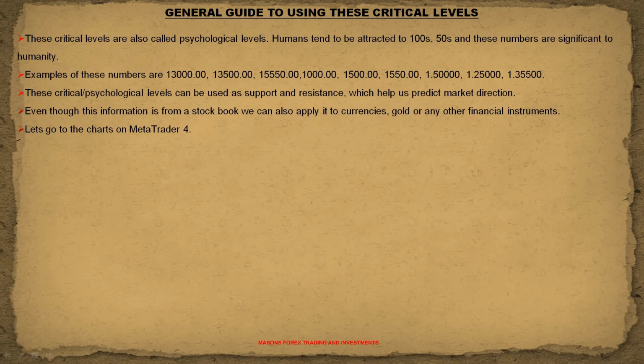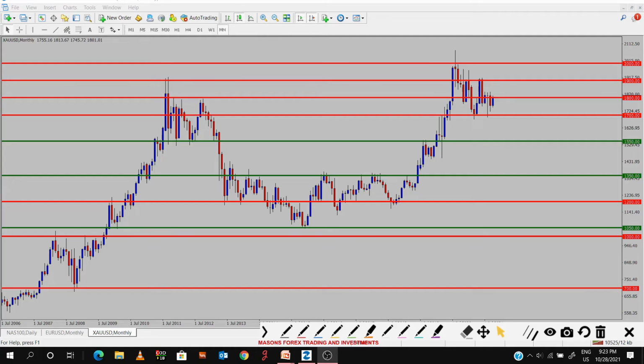Let's go to the charts on MetaTrader 4. In our case, we have the gold monthly chart. You can see I've already marked the critical levels. Looking at the 2000 level, we can see price pushes up and moves away from the level. This is called resistance. Now if you look at our 1900 level, you can see price pushes into this level and moves away. So we have another resistance level.